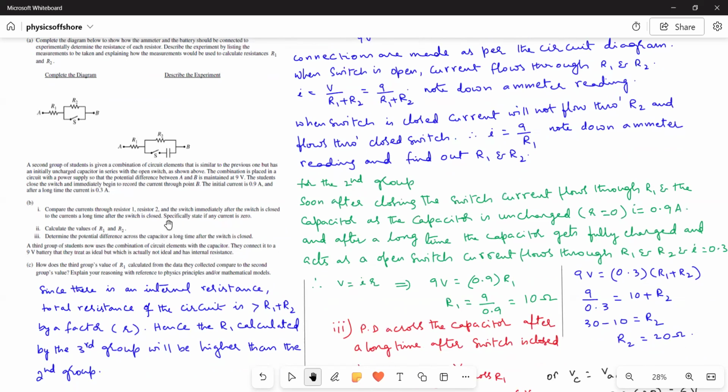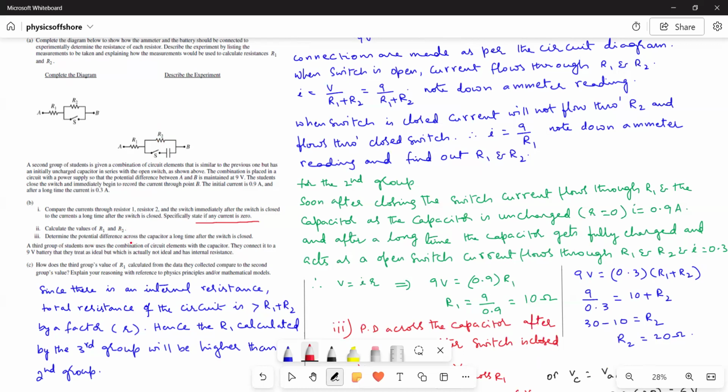Here he is asking to specifically state if any current is zero. So what happens: soon after closing the switch, the current through R2 is zero. After a long time after closing the switch, the current through the capacitor becomes zero. So that is the one here, and then we calculated R1 and R2.